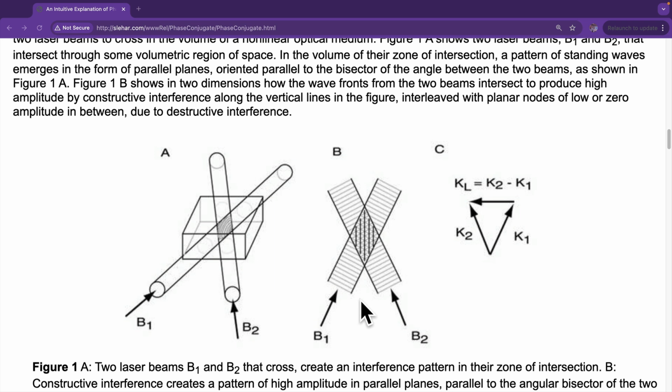Figure 1b shows in 2 dimensions how the wave fronts from the two beams intersect to produce high amplitude by constructive interference along the vertical lines in the figure, interleaved with planar nodes of low or zero amplitude in between due to destructive interference.